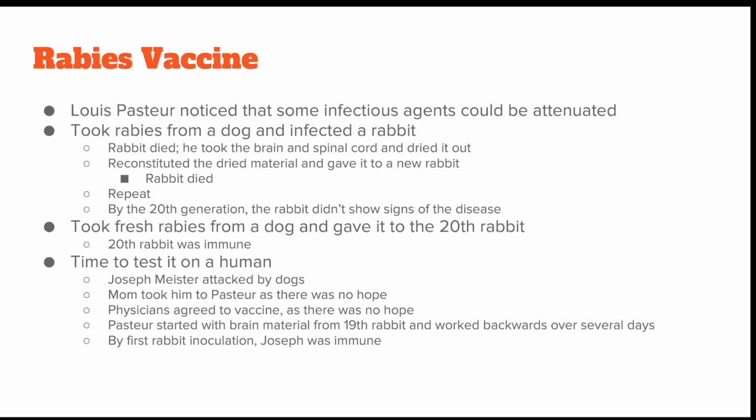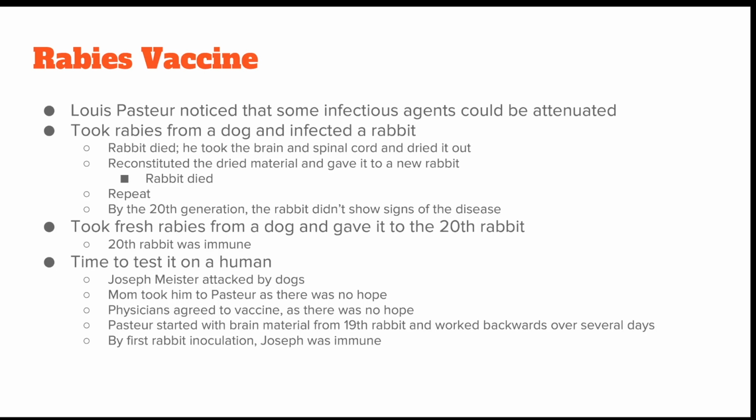If he develops rabies, he's going to die. If you give him the vaccine and it gives him rabies, he's going to die. So it's a lose-lose situation. But if you give him the vaccine and it works, you might save him. And so what he did was he started with the brain material from the 19th rabbit and worked backwards over several days. So he would take the material from the 19th rabbit, virus very attenuated. He actually put it into Joseph Meister's abdomen through an injection.